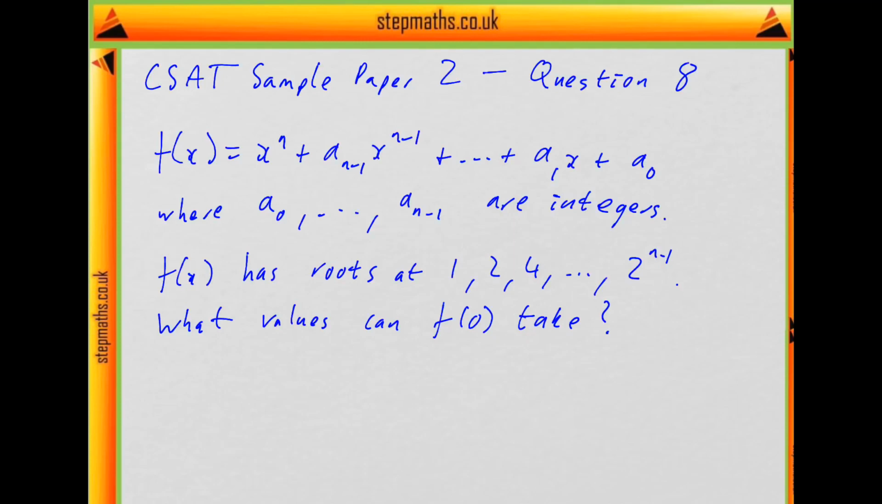So how many roots are there? We've got 2 to the 0, 2 to the 1, etc. all the way up to 2 to the n minus 1. So that's n roots. And this is an order n polynomial, so this is as many roots as it can possibly have. So if we write down one factor for each root, it will be completely factorised.